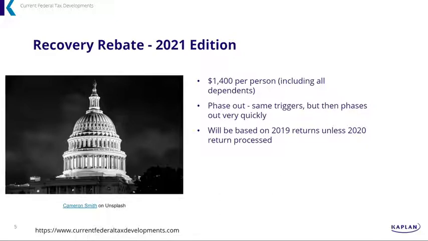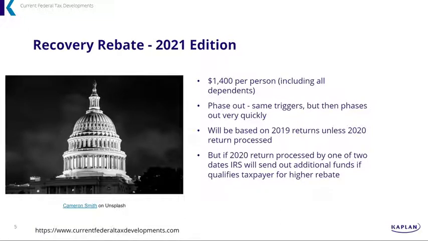And that means if a client tries to file a paper return, it's likely not going to be processed before they issue the original check. Now, there is a fix of sorts for this, but it's not going to help that paper filer probably. If they do pay it based on the 19 return, and the 2020 return gets not necessarily filed, but gets processed before the earlier of one of two dates, and the 2020 return will result in a higher payment than the 19 return would have, they are going to issue another payment for the difference.